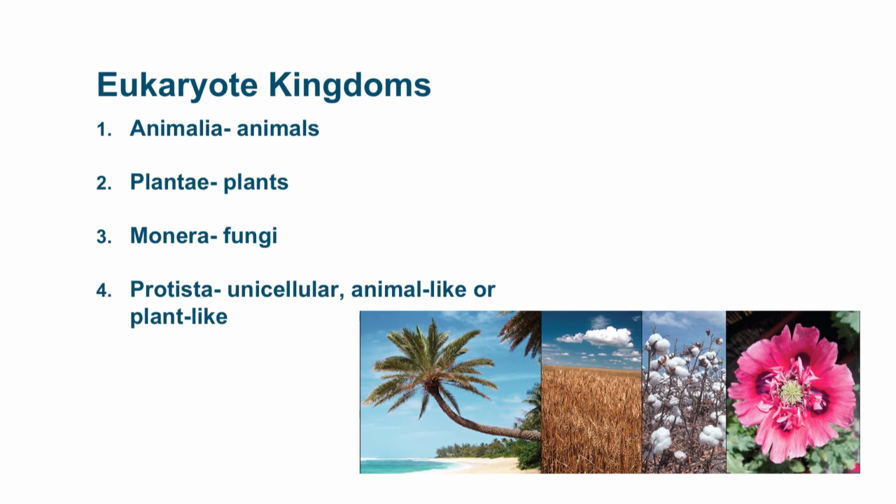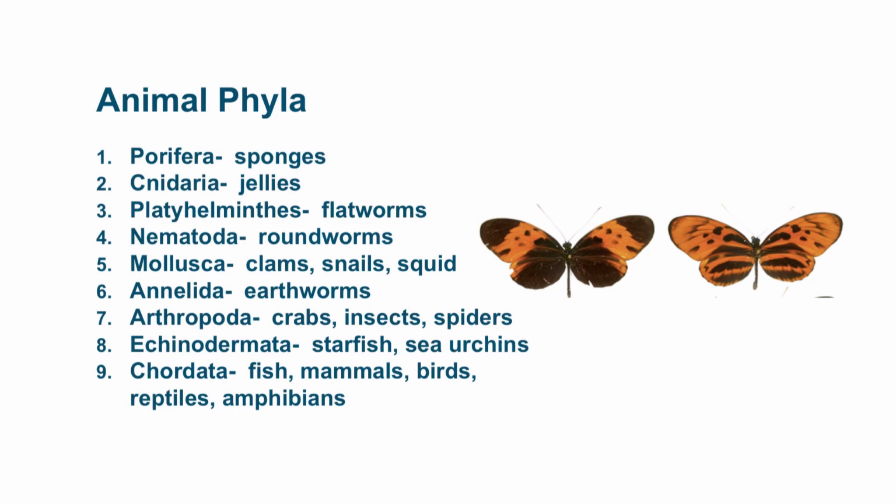So the eukaryote kingdoms include Animalia, which are the animals, Plantae, which are the plants, Monera, which are the fungi, and Protista, which are all unicellular, but some are like animals and some are like plants. And finally, we'll talk about the animal phyla. There are many of these, and you need to make sure that you can identify some of the animals that go into the phyla and their characteristics.